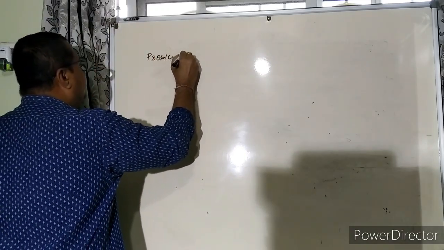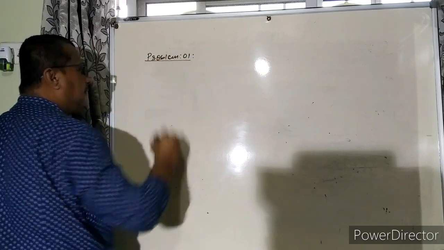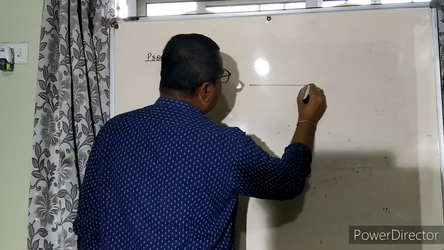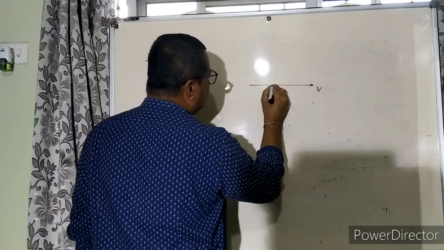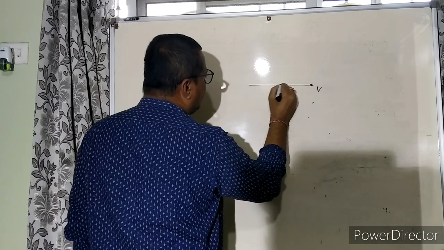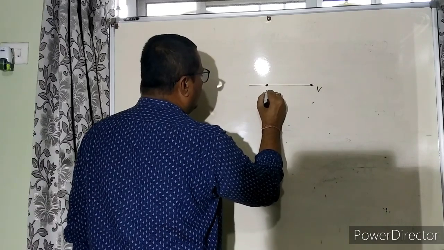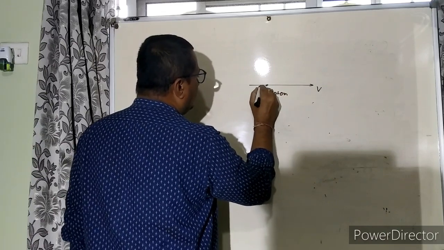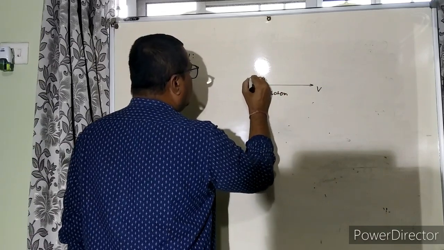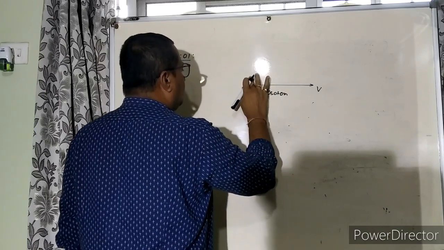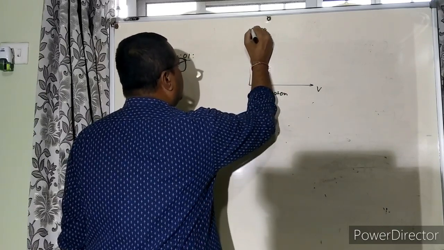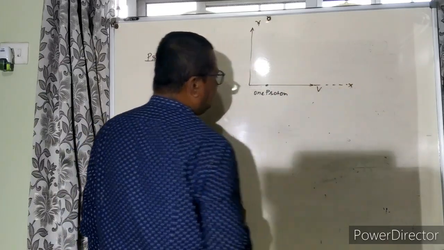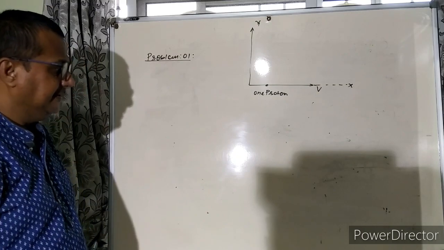Problem 1. This is the direction of velocity of a charged particle, one proton, and this is the y-axis, this is the x-axis, and the magnetic field.